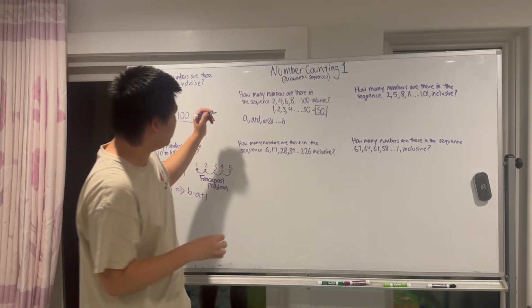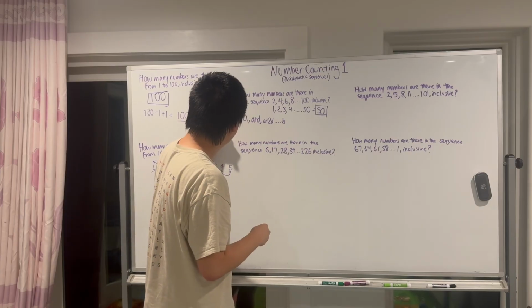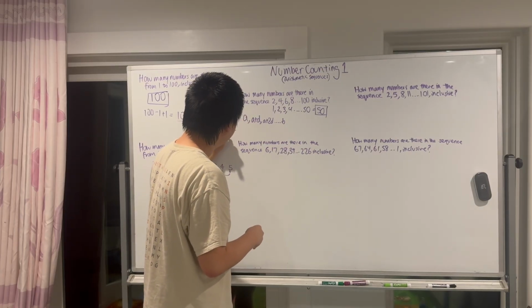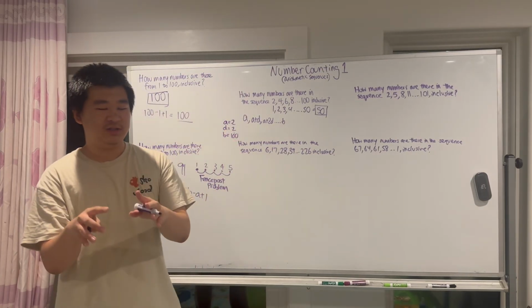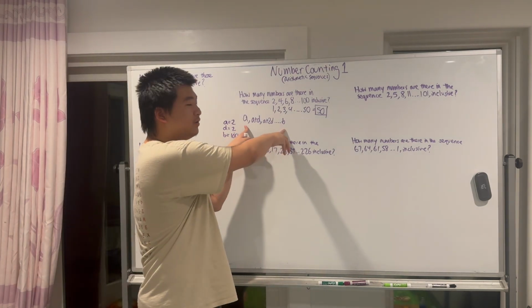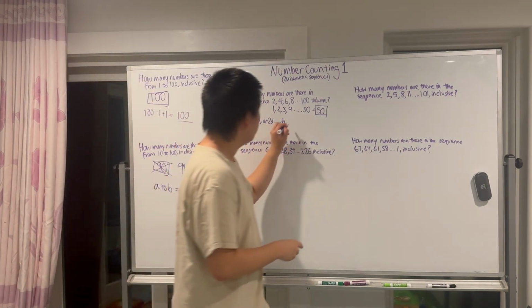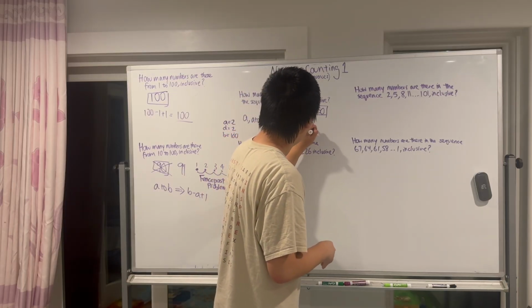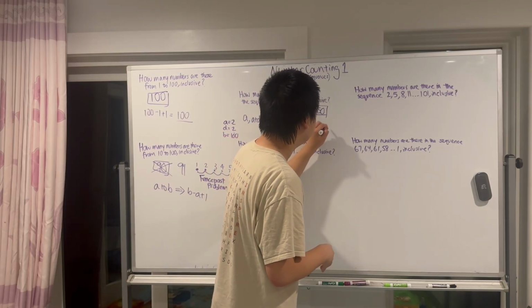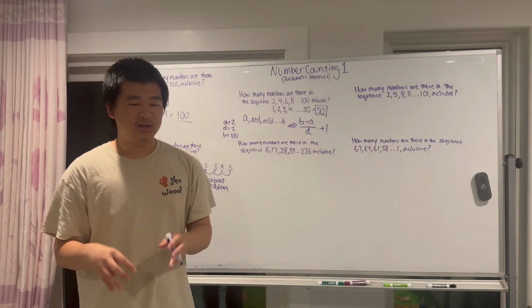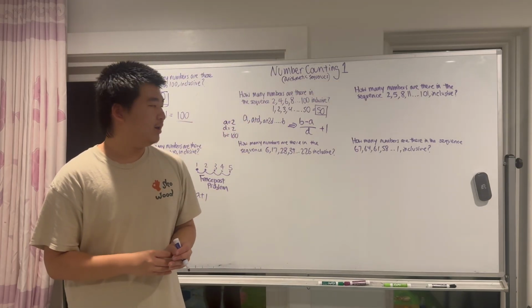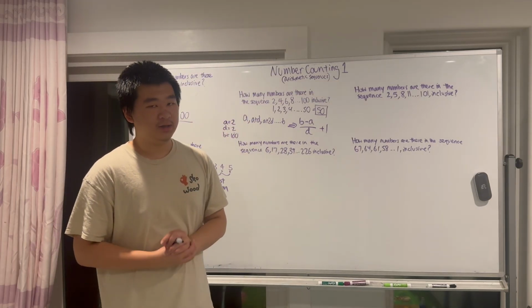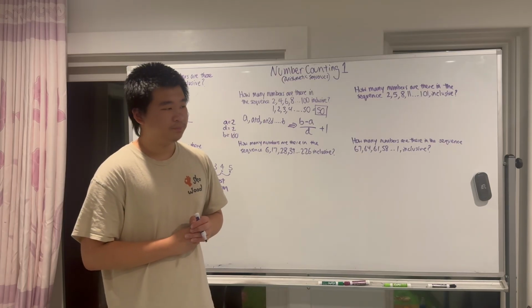So let's make a note. a equals 2, d equals 2, b equals 100. So if I have a sequence like this, then the amount of numbers in the sequence is going to be equal to (b minus a) over d, plus 1. Now, if this looks a little bit complicated, please don't be afraid, because if we understand where this formula comes from, it will all make sense.